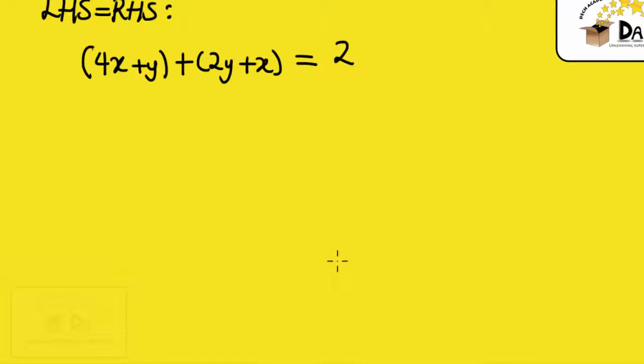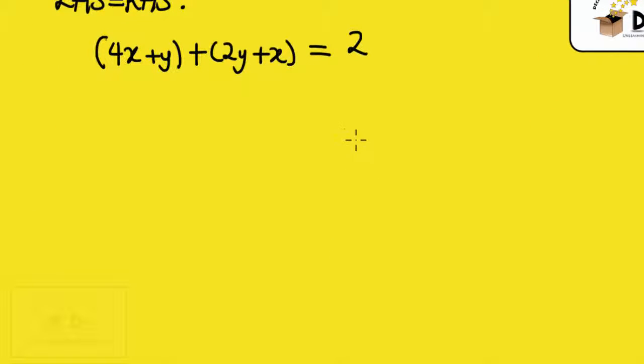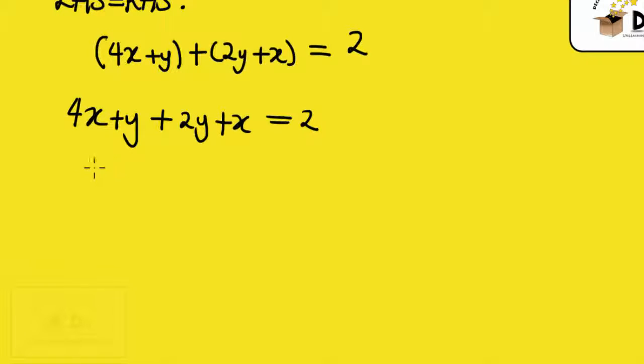So all we now have to do is, well, we're done. We've done the addition. We could go further to simplify. By dropping the brackets, we get 4x plus y plus 2y plus x equals 2. This gives 5x plus 3y on the left-hand side equals 2. Because if you bring like terms together, you'd be bringing 4x and x together, which give you 5x.